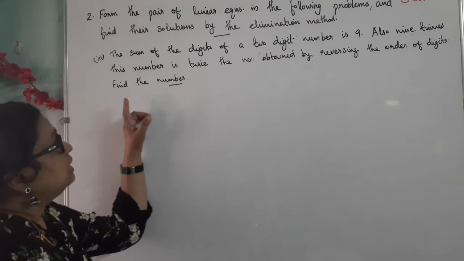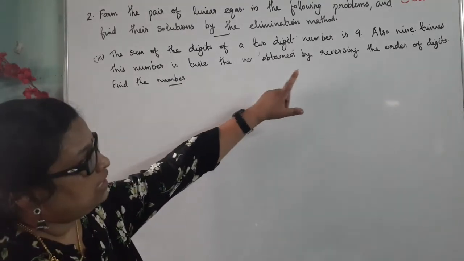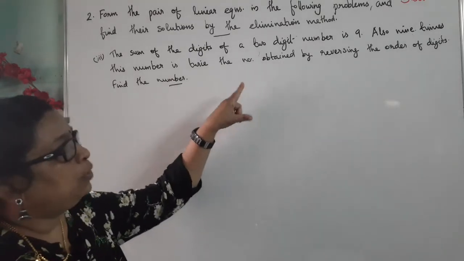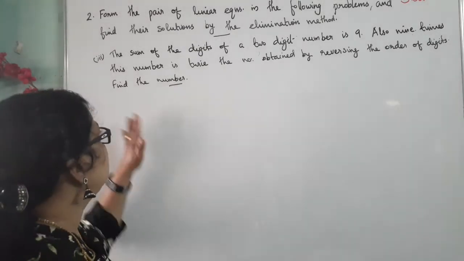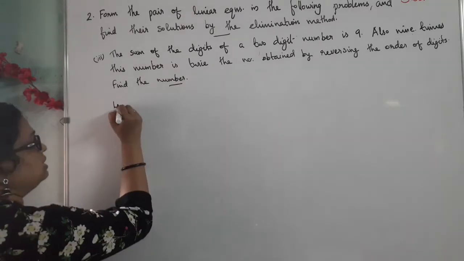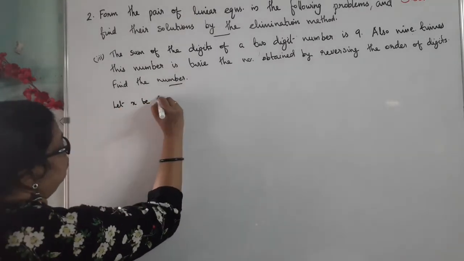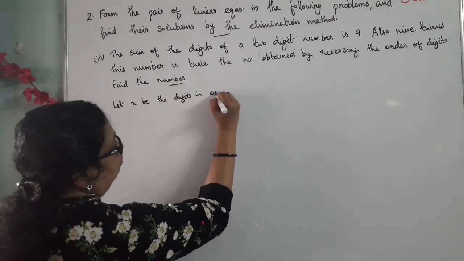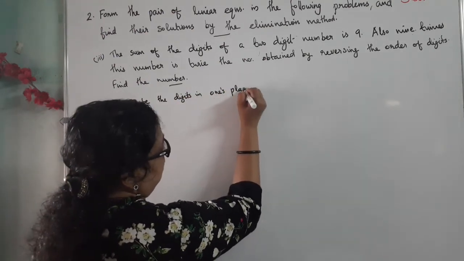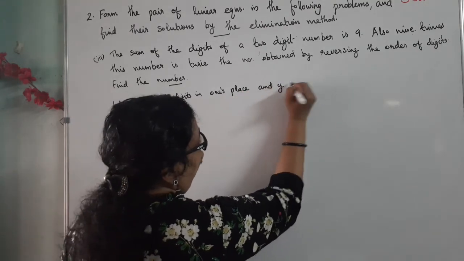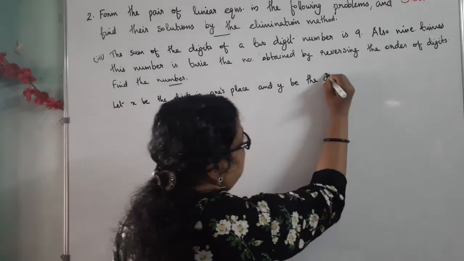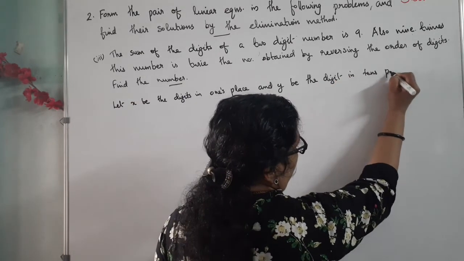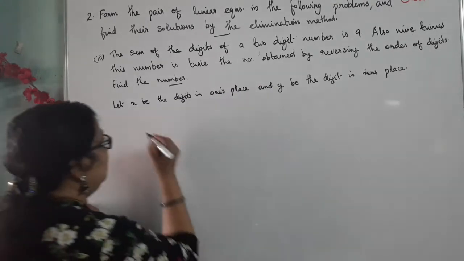Then the third question: the sum of the digits of a 2-digit number is 9. Also 9 times this number is twice the number obtained by reversing the order of digits. Find the number. Let x be the digit in ones place and y be the digit in tens place. Then we can write the number.